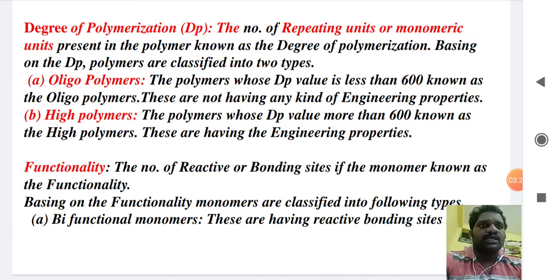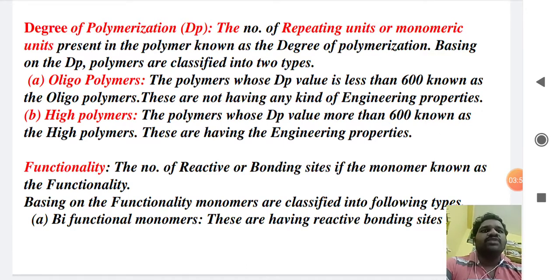Depending upon the number of monomeric units present in the polymer, we have two types of polymers. One is the oligopolymer and the next one is the high polymer. Oligopolymers have a DP value of less than 600. That means each polymer has fewer than 600 monomeric units. Because of the smaller number of monomeric units, these polymers do not act as engineering materials. The best example of an oligopolymer is polyethylene.